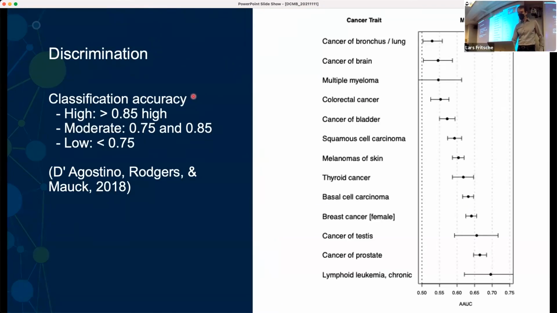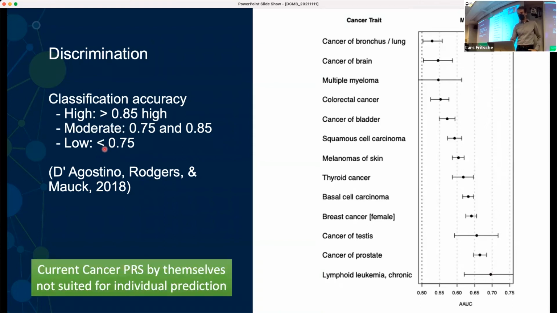Okay, so when we look at discrimination now across cancers, what we found is that depending on the cancer trait, this discrimination ranges from coin toss to 0.7 maybe here. And so for some traits and for some GWAS summary statistics, this works quite well. But when you're honest and you consider how you classify this, the accuracy, this is by definition a low discrimination, meaning that those PRS are not really helpful for individual level prediction of diseases.